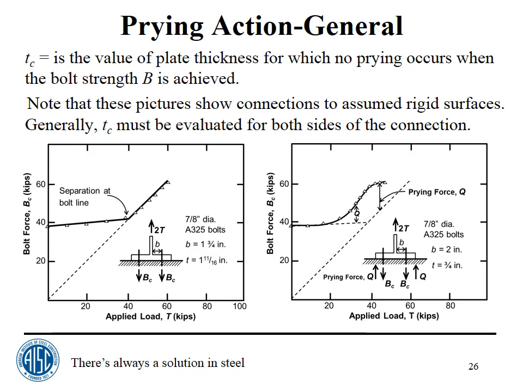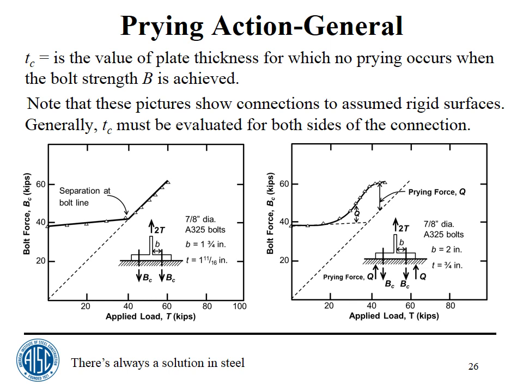Here are the two pictures that we just looked at side by side. T sub C is a parameter that will be defined in the course of tonight's presentation. It's the value of the plate thickness for which no prying occurs when the bolt strength, B, is achieved. The available bolt strength, the bolt design strength, is what we're calling capital B in this presentation, and that's what you'll find also in Part 9 of the manual.